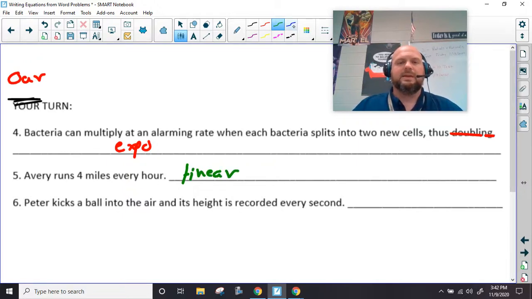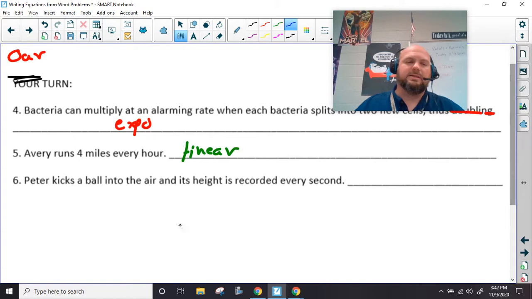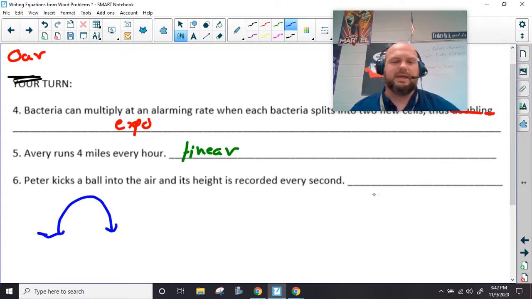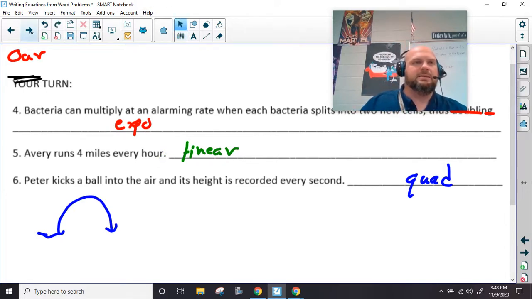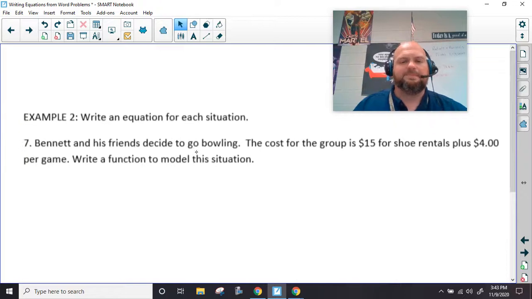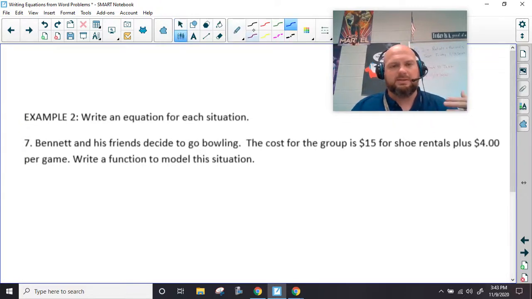All right. Peter kicks a ball into the air. Now, let me tell you, anything that's kicked, thrown, projected, or anything like that, it's going to be quadratic. Okay, because it makes this arc. Kick, punted, things like that, not a straight line right there. And that's not too bad. All right. So now we're actually going to write the equation.